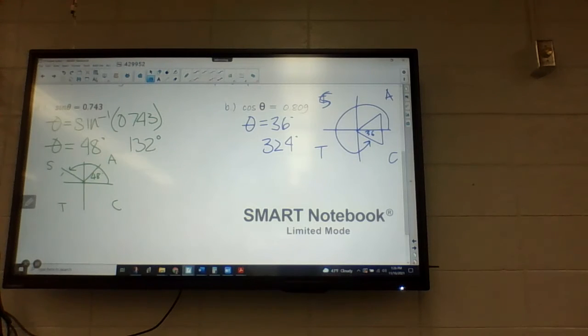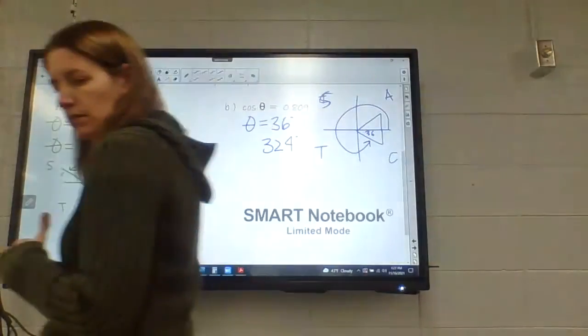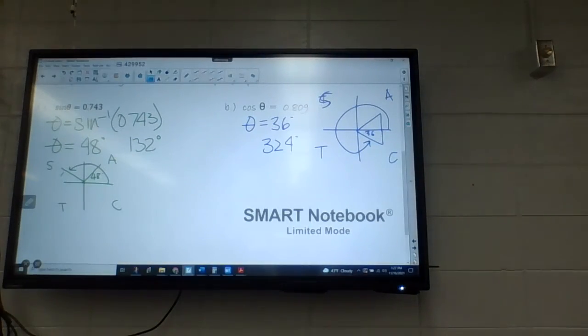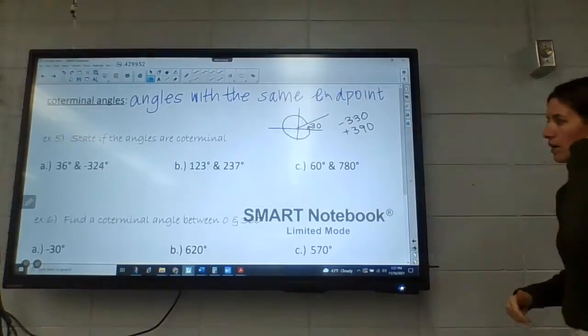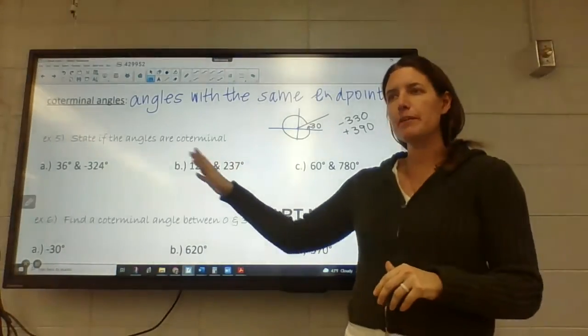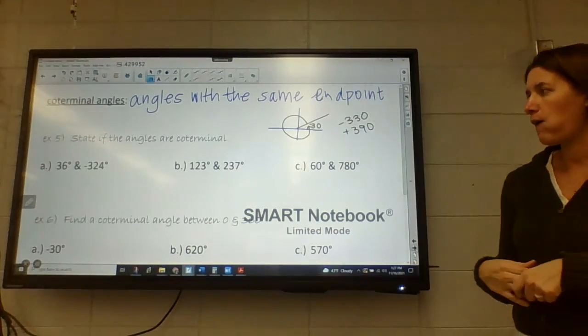All right, we'll finish up with the coterminal. They're not too bad. If we do an example of each type, hopefully we'll be able to talk through this. Basically, coterminal angles need to be 360 degrees away from the other angle, positive or negative. So we want to check the difference between these and see if it's 360 degrees or not.